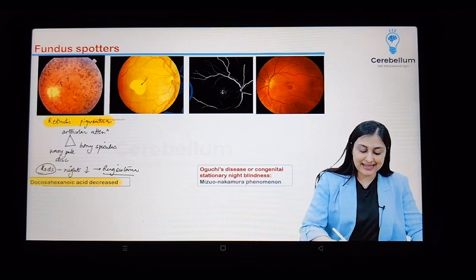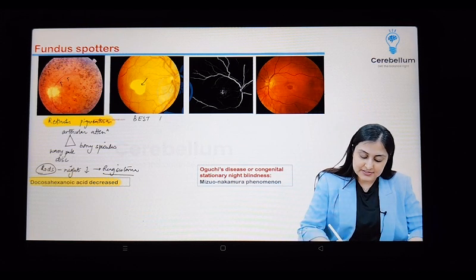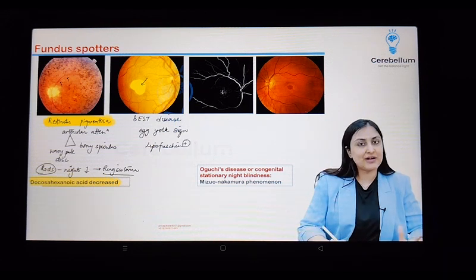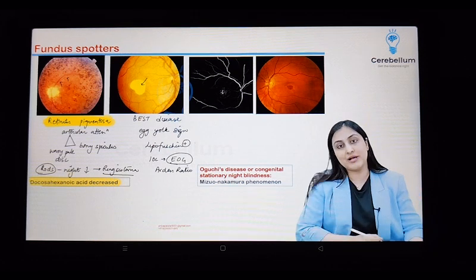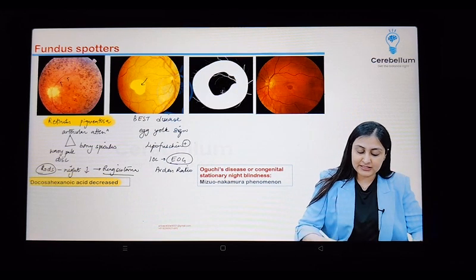What you see appears like an egg yolk because of lipofuscin deposition. This is the best disease, where you have this egg yolk appearance or egg yolk sign in which you have lipofuscin deposition. Okay, so this is best, and I've already told you why it is best, because the investigation of choice is electrooculography, where we will see the Arden's ratio, the only place where EOG will come to you as a question.